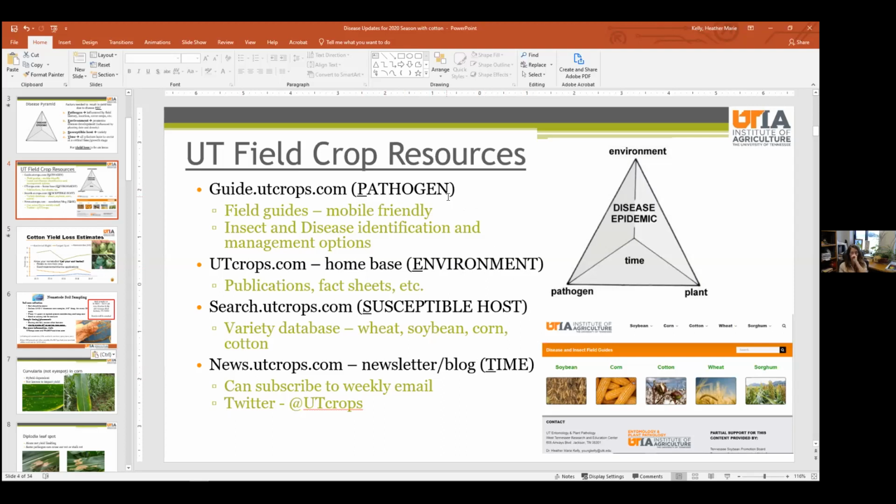To address each of those factors, we have resources available. For identifying what you have in your field, the pathogen, we've got field guides that I'll be going through, as well as disease management options within that. Environment, of course, we have publications and fact sheets that talk more in depth about each of the diseases or pathogens and what environment favors them. Susceptible host, we have our variety database that we're integrating more and more to be a searchable database, and I'll go into that when we talk about soybean.